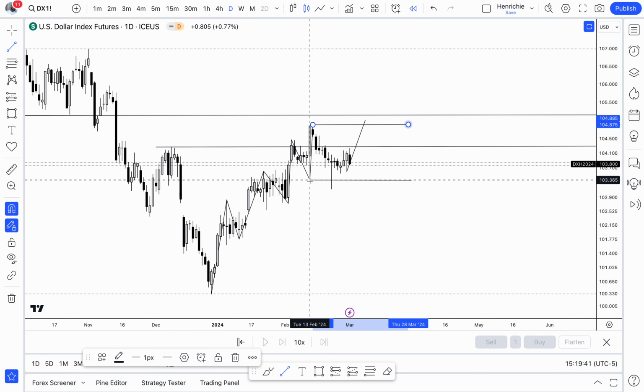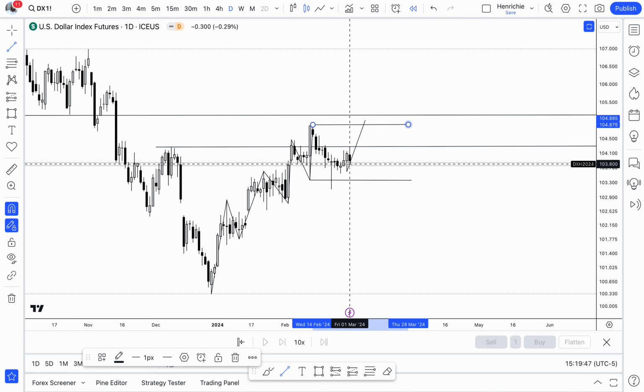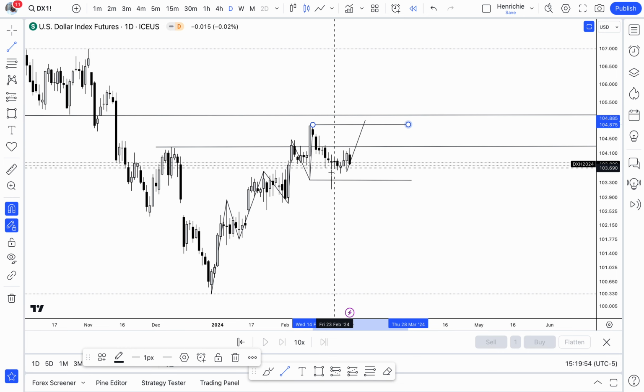You need to understand the phases in the marketplace. It's either we're in a consolidation phase or an expansion phase. And right now, we're in a consolidation phase. And after a consolidation phase, the next thing we're anticipating to see is an expansion. So an expansion is going to be whether it's going to go to the upside or to the downside.